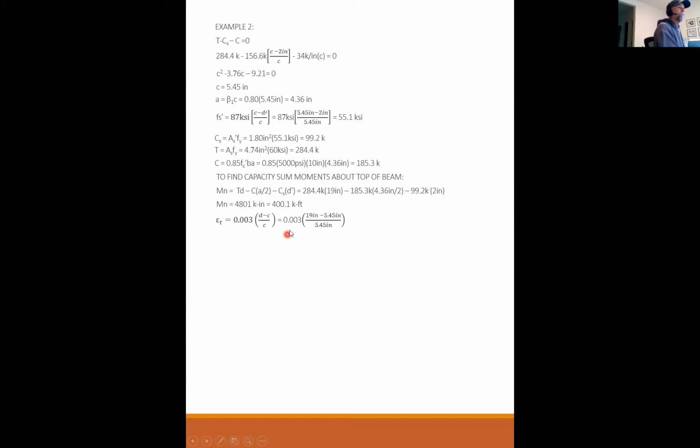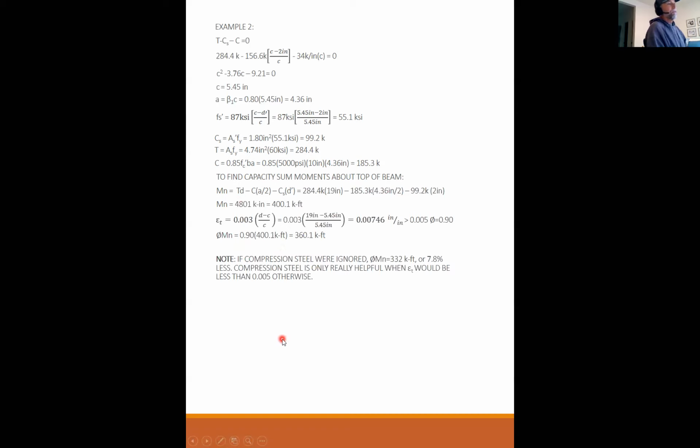So I have to solve for epsilon sub t. Epsilon sub t is 0.0746, greater than 0.005, so phi is 0.9. So my moment capacity, my allowable capacity, is 0.9 times 400.1, which is 360.1 kip feet.